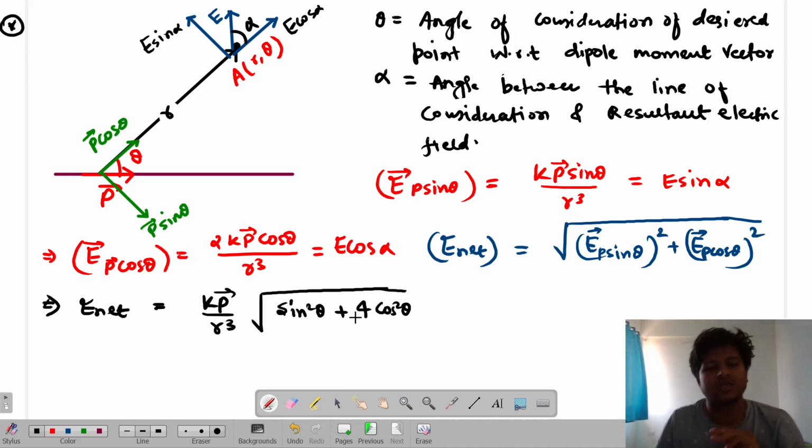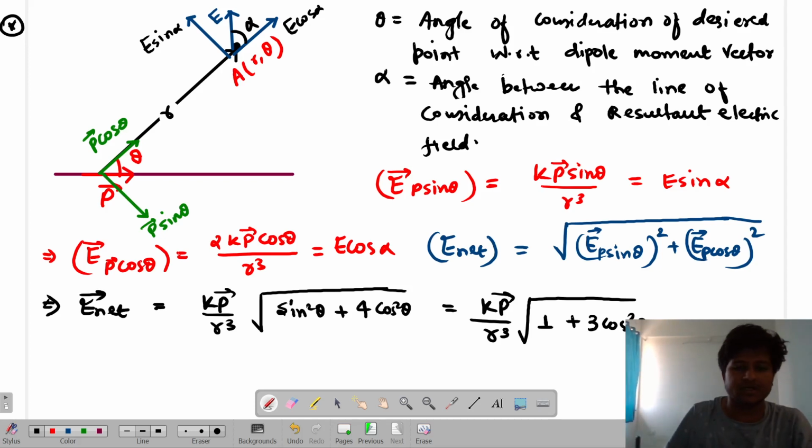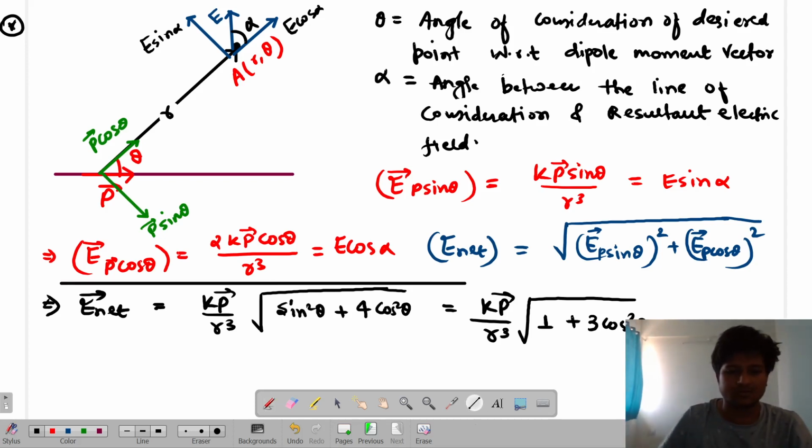Now I can write this as what? Cos square theta plus 3 cos square theta, isn't it? So what will it become? It will become Kp vector divided by r cube and root over 1 plus 3 cos square theta. That's my net electric field equation. Is that clear?